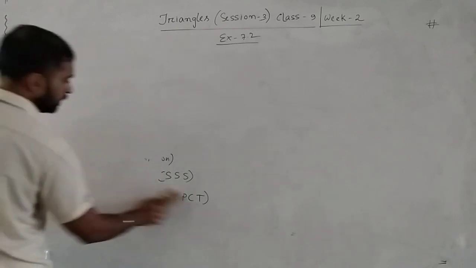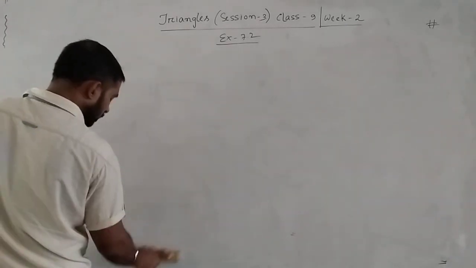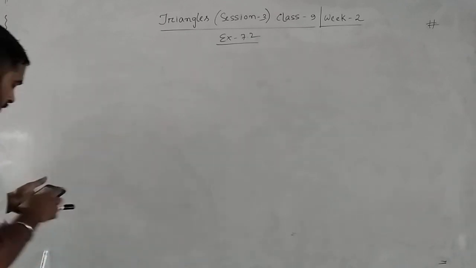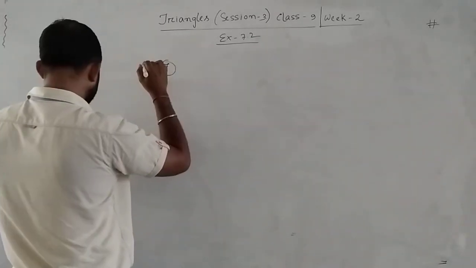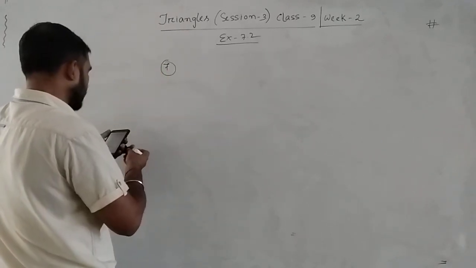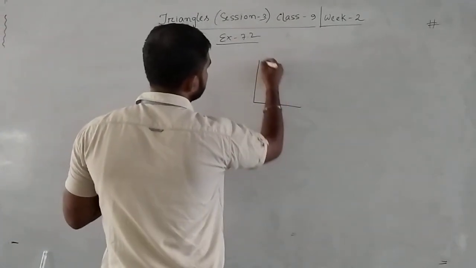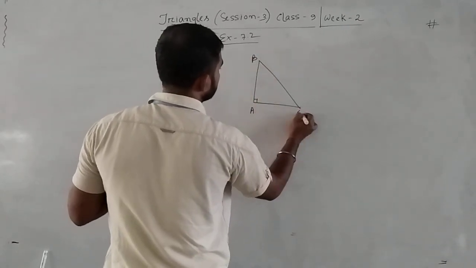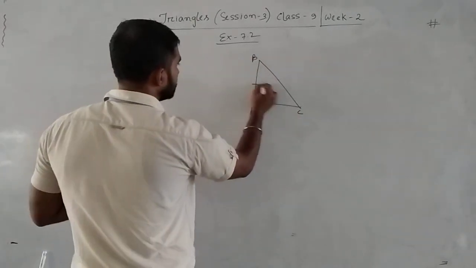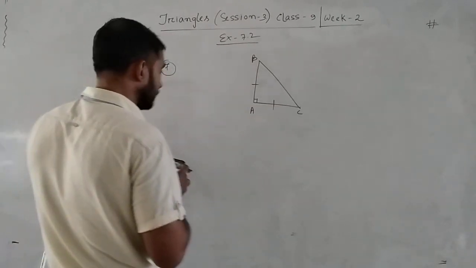Question number 6 we will do next session. Now we will do question number 7, and question number 8 is homework. Question number 7: ABC is a right triangle with angle A equal to 90. AB equal to AC. Find angle B and C.